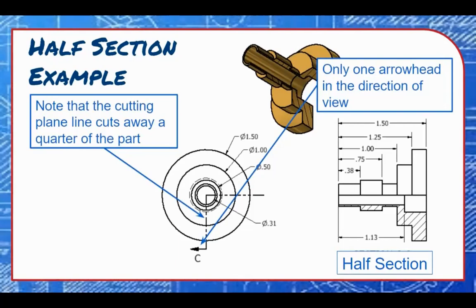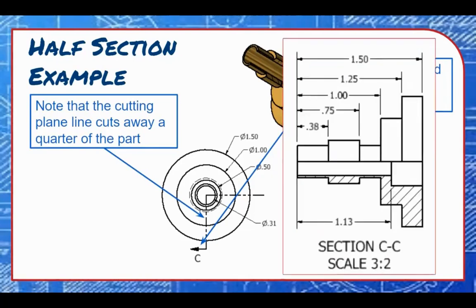This allows for all of the part's dimensions to be shown with only 2 drawing views instead of a front, a right, and a full section view.